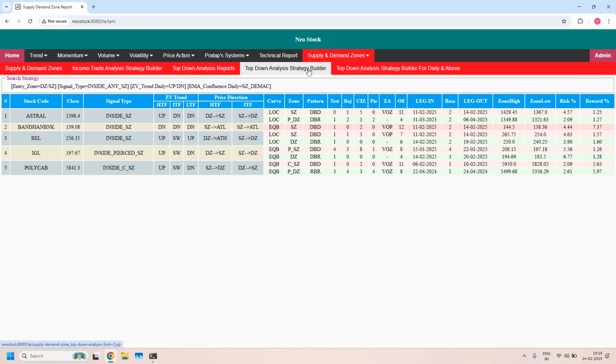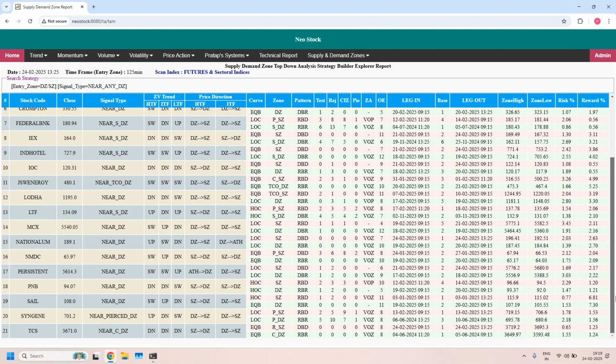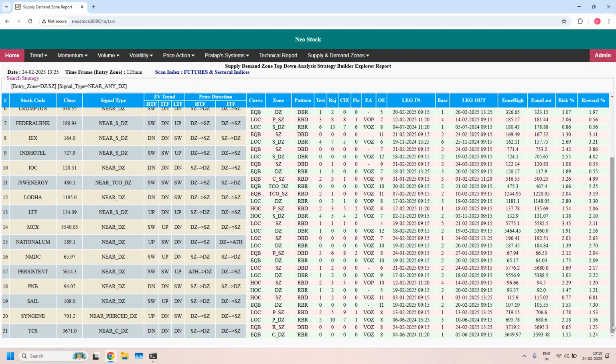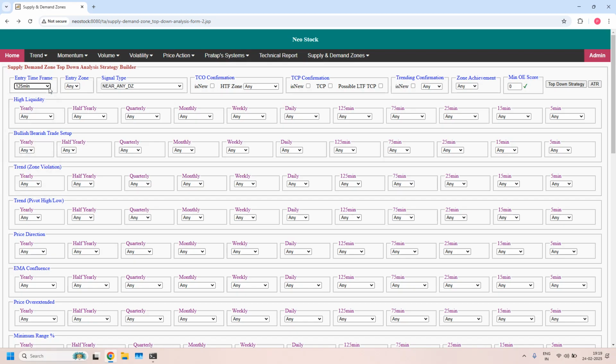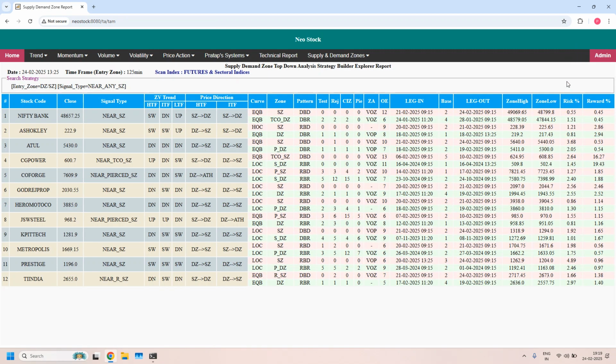So the next time frame is 125 minutes. Stocks near 125 minutes demand zone, we got 21 stocks. Here are the first 15 stocks in the list. I'm scrolling the list down. So a total of 21 stocks are filtered. Okay, next, the 125 minutes time frame, stocks near 125 minutes supply zone, we got 12 stocks.